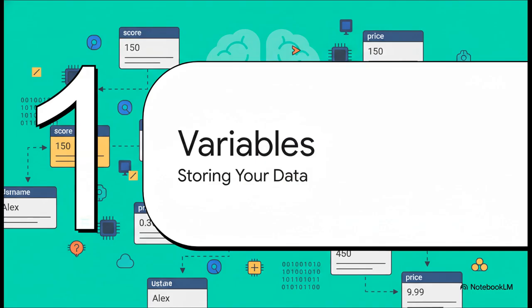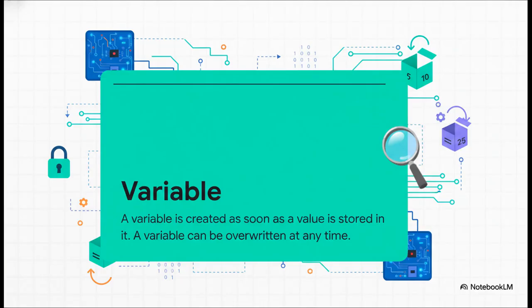The easiest way to picture a variable is just to think of it like a labeled box inside the computer's memory. It's a place where you can pop a piece of information that you know you're going to need again later on. Now, for your exam, this definition is key. A variable is a named memory location that stores a value.